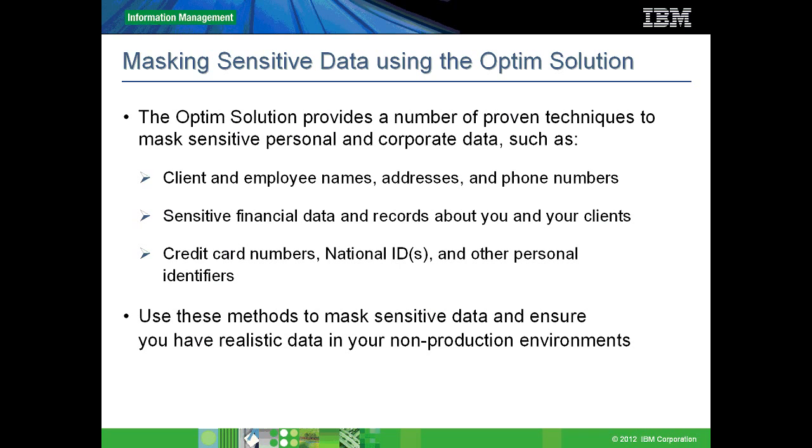Masking sensitive data using the Optim solution. The Optim solution provides a number of proven techniques to mask sensitive personal and corporate data, such as client and employee names, addresses, and phone numbers; sensitive financial data and records about you and your clients; credit card numbers, national ID, and other personal identifiers. These methods mask sensitive data while ensuring you're left with realistic data in your non-production environments.